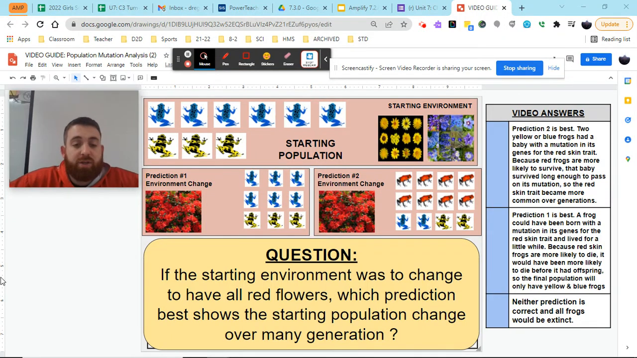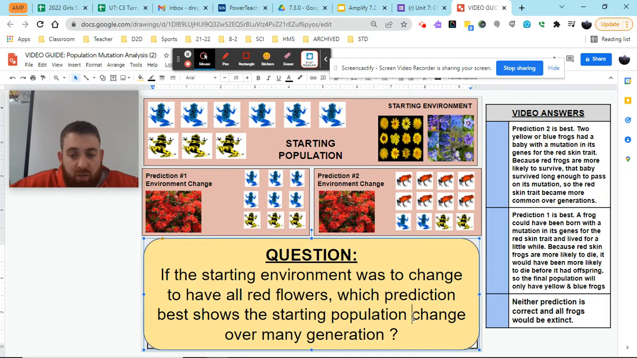And for our last question in our review, we have a pretty big diagram with a lot going on and a pretty big question here with some answers. So let's go ahead and get into it. The question we're looking to answer is if the starting environment was to change to have all red flowers, which prediction best shows the starting population change over many generations?